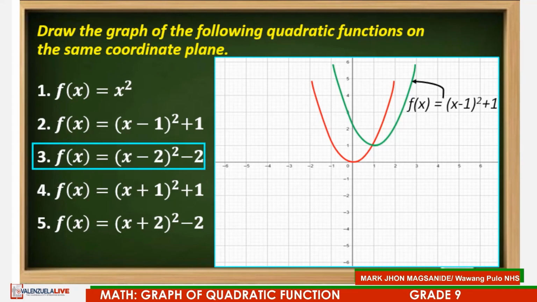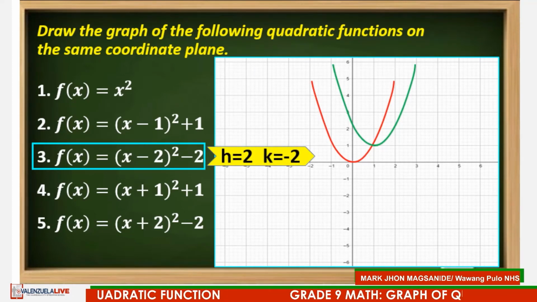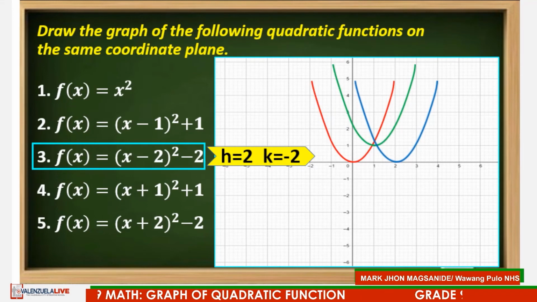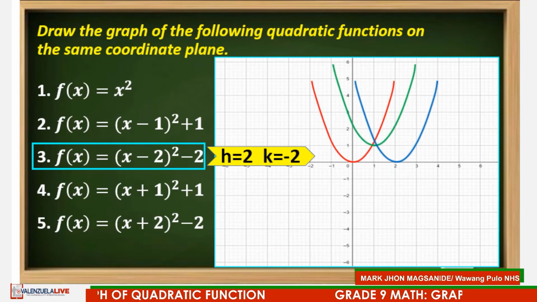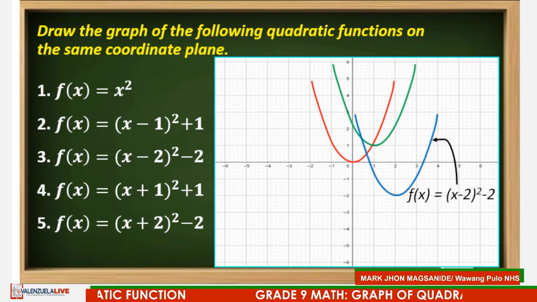For f of x is equal to the square of x minus 2 minus 2, h is equal to positive 2 and k is equal to negative 2. From the graph of f of x is equal to x squared, the color red, move 2 units horizontally to the right because h is positive, and 2 units vertically downward because k is negative. And that is the graph of f of x is equal to the square of x minus 2 minus 2.